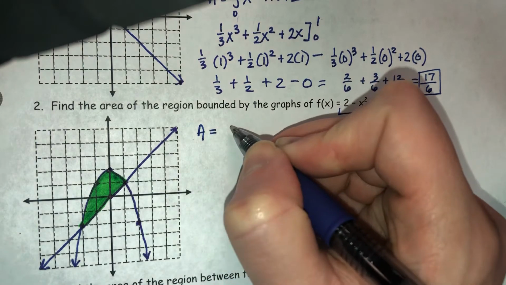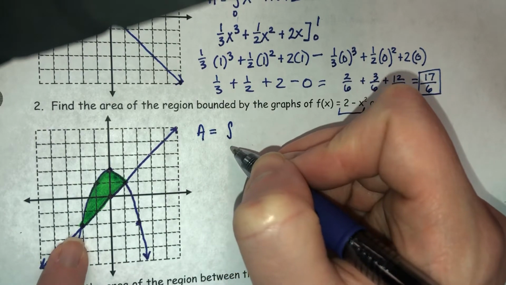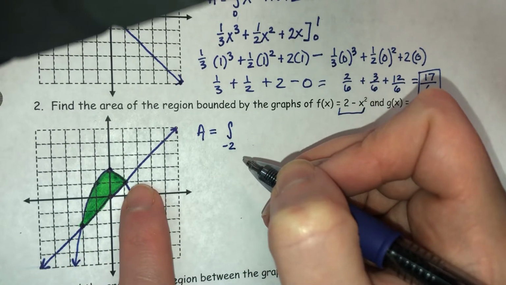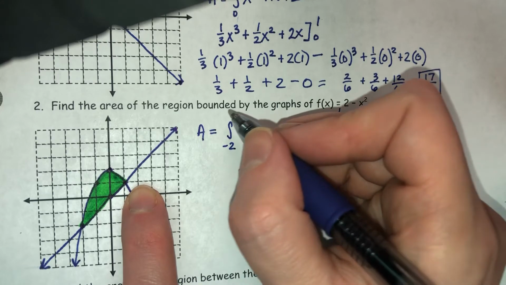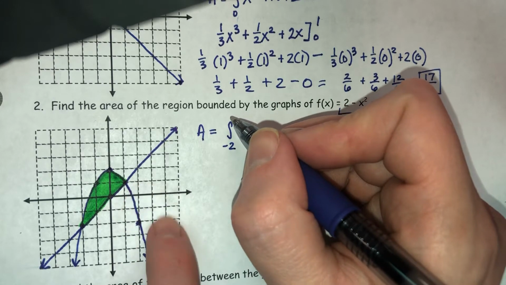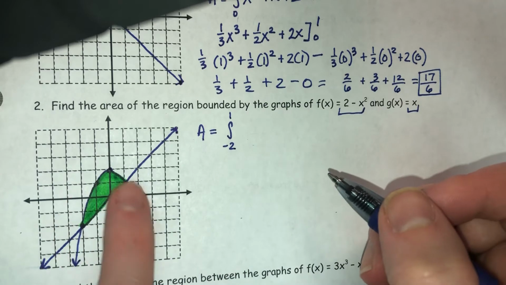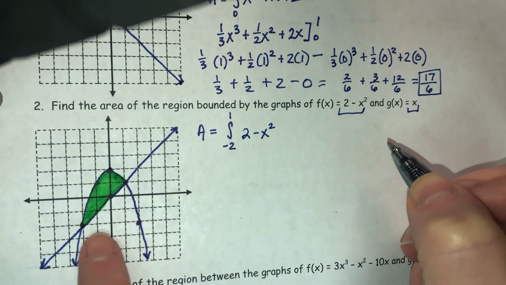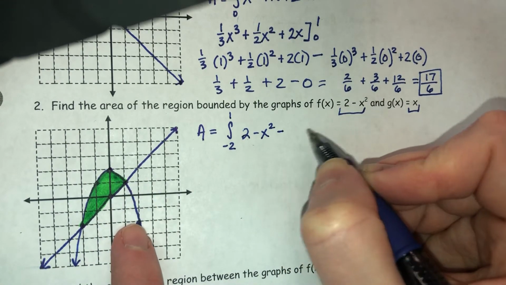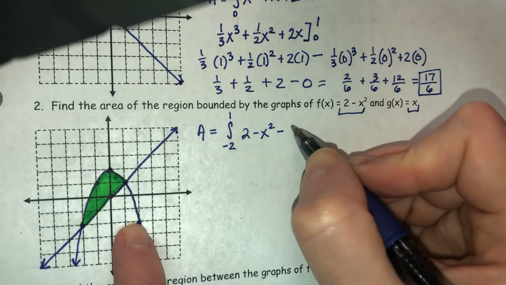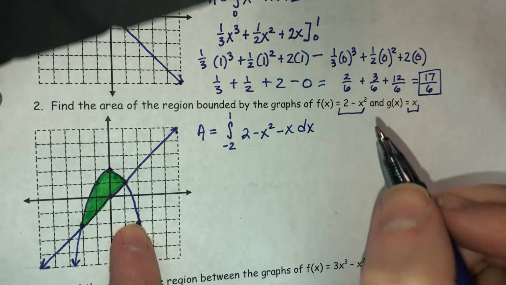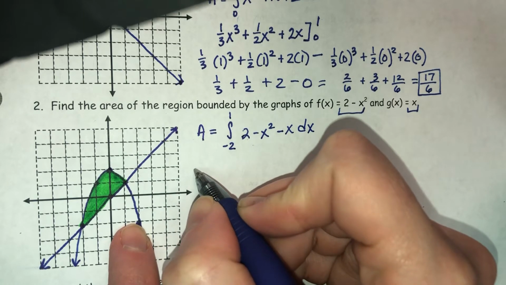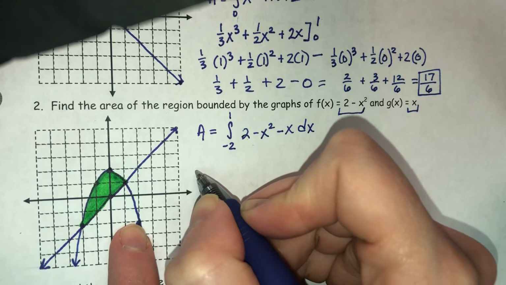Okay, so we've got the area is equal to the integral from the leftmost x value for our region, which is -2, to the rightmost x value for our region, which is 1, of the upper function, which is our parabola, 2 minus x squared, minus the lower function, which is the linear function x, dx. And so now we're going to integrate by using the power rule backwards.